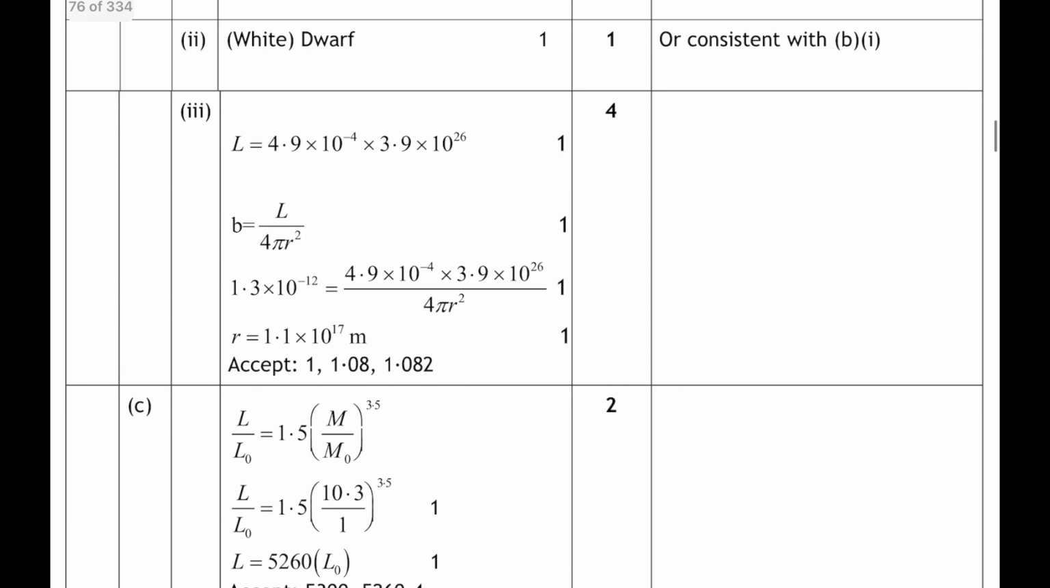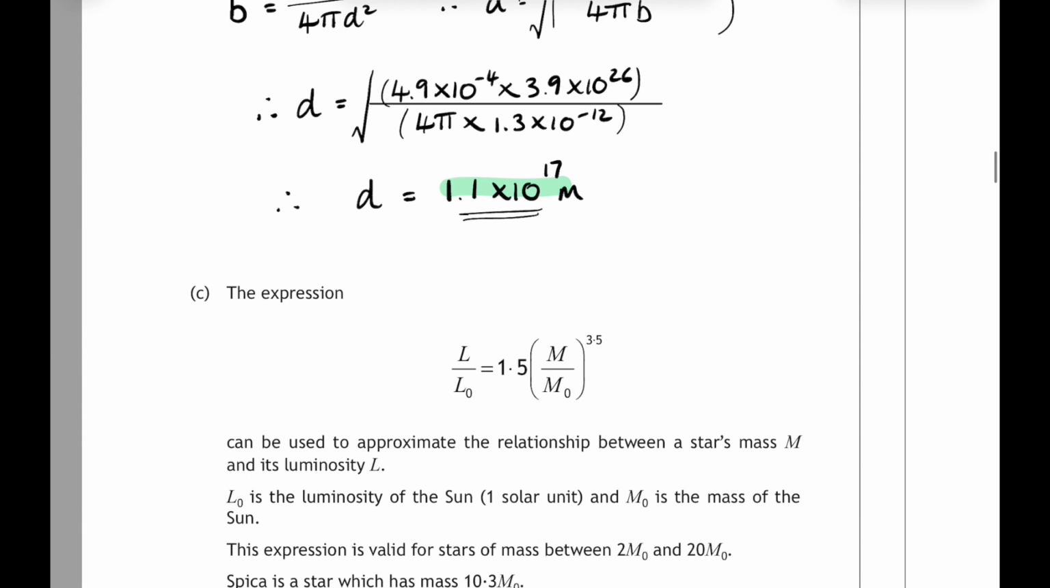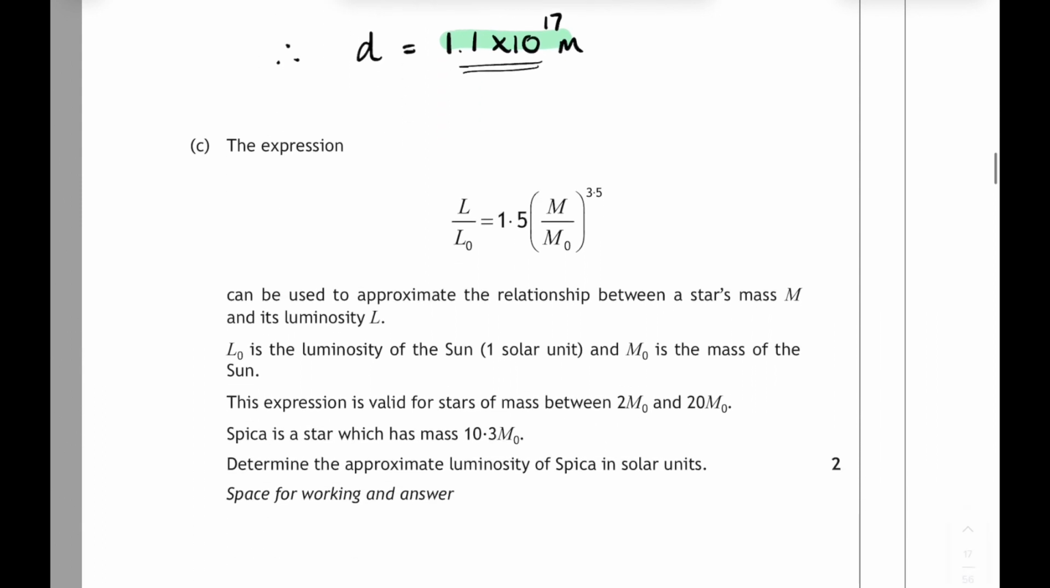There's the marking instructions. The first mark was for realising that 4.9 times 10 to the minus 4 solar units means that you had to multiply by 3.9 times 10 to the 26 as the luminosity of the sun, and then substituting that in along with the apparent brightness of 1.3 times 10 to the minus 12, and then rearranging and calculating that d is 1.1 times 10 to the 17. 4 marks. Okay, on to part C.